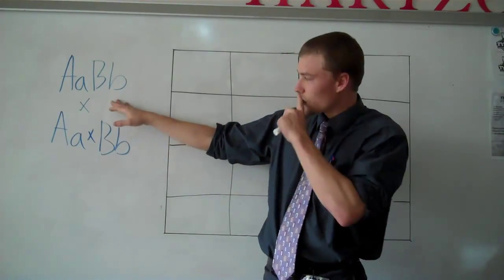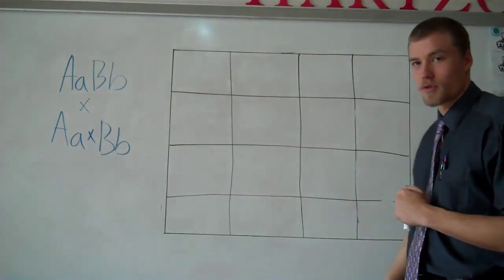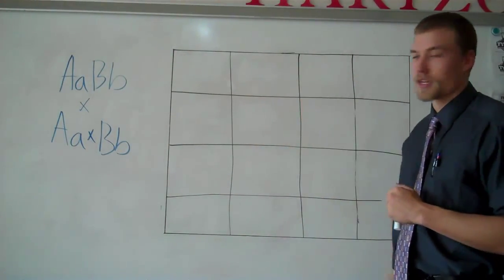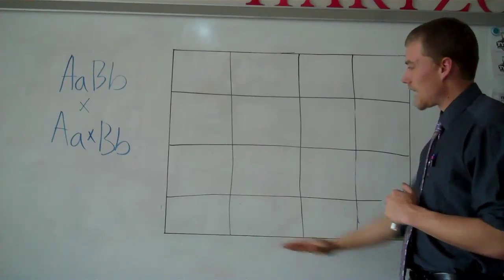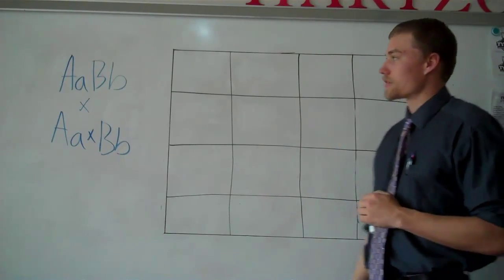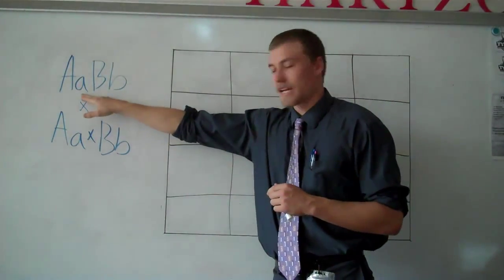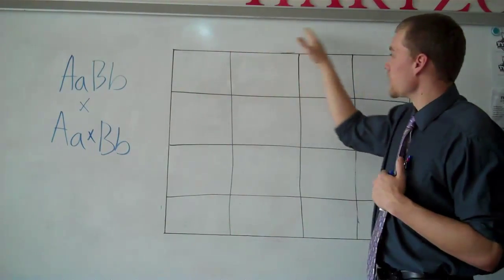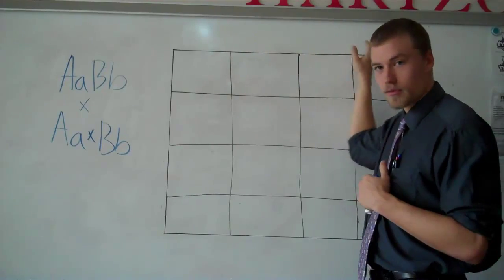And so the first thing we need to do is figure out how we're going to set up our Punnett square. Now, because we're looking at two traits, we have to double our Punnett square, and so we're going to make it a 16 by 16 Punnett square. The next thing we need to do is figure out exactly what alleles are going to be inherited by each of the gametes that are going to be put up here.